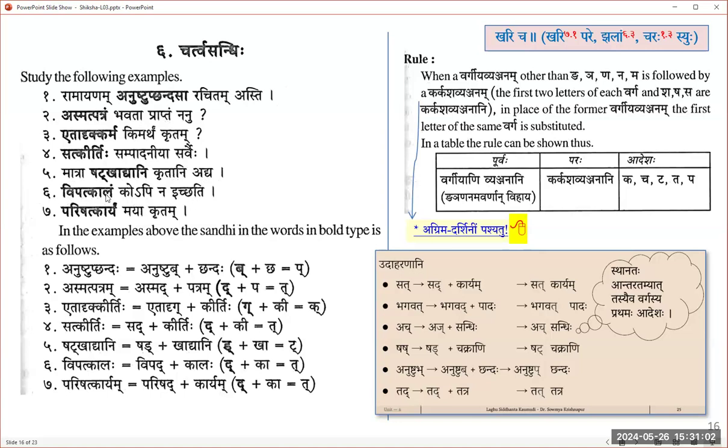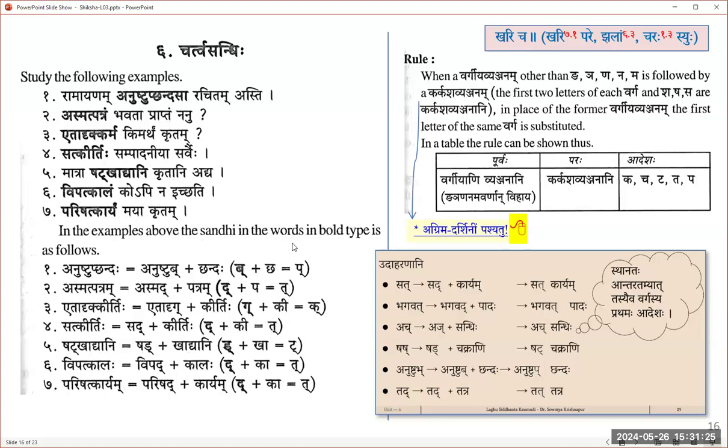Vipatkalam kopi na ichchati. Nobody likes vishamakala, or vipatkala means adversarial times. I don't know how to translate it better than that. Difficult times. Parishat karyam maya kritam. So the work of the committee was done by me. Parishat is something like a committee, closest I can think of.